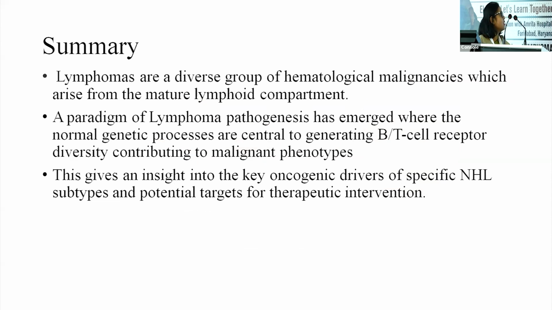Just to summarize, lymphomas are a very diverse group of malignancies and they arise from the mature lymphoid compartment. The B cell or T cell receptor diversity forms the center of lymphoma pathogenesis, and this also gives an insight into the key oncogenic drivers for specific NHL as well as Hodgkin's lymphoma subtypes, for potential targets for therapeutic intervention. I'll just summarize here.